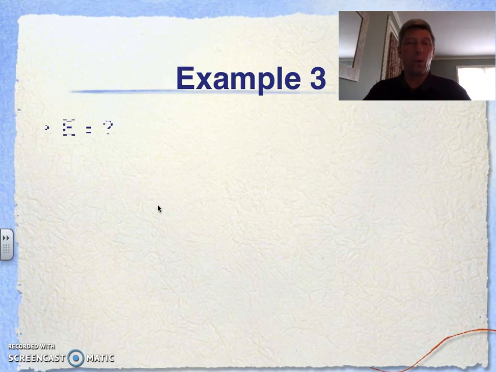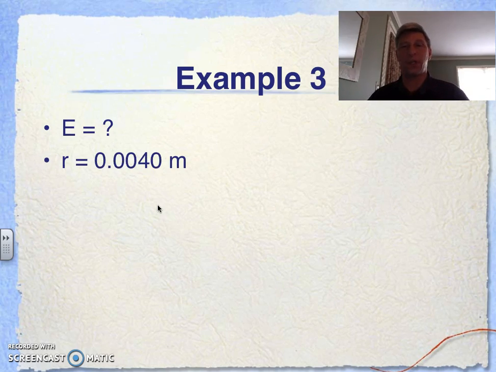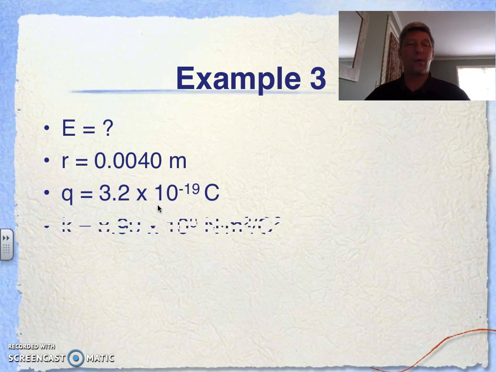Okay. Once again, we begin with our laundry list. The electric field intensity, E, is going to be the big fat question mark in this case. And so here we are writing that down. Now, we know that the distance between the point charge and the test charge that we're dealing with is 0.0040 meters. We know that the charge on the point charge is positive 3.2 times 10 to the negative 19th coulombs. And of course, we know the value of Coulomb's constant is 8.99 times 10 to the 9th newton meters squared per coulomb squared.